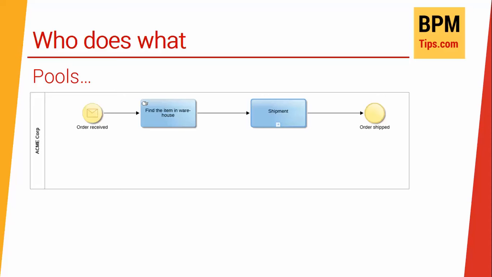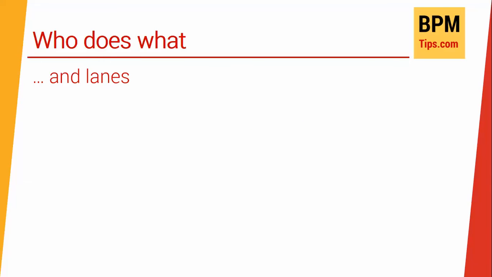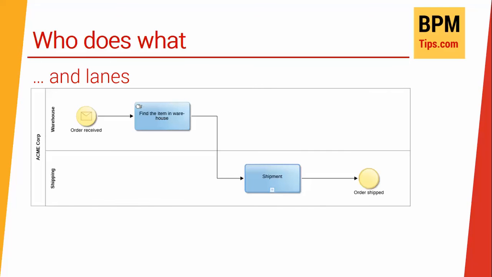But what if we would like to have more details about the responsibilities? This is where we're using lanes. Lanes are rectangles inside the pools that help us categorize process steps. The most common approach is to use them to show roles or departments, but you could also use them for marking automated or manual steps.